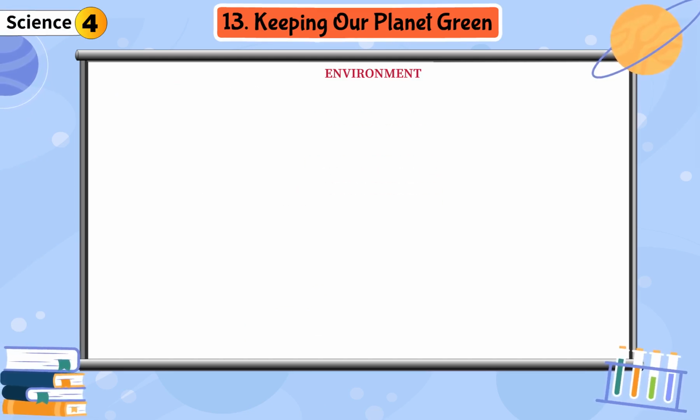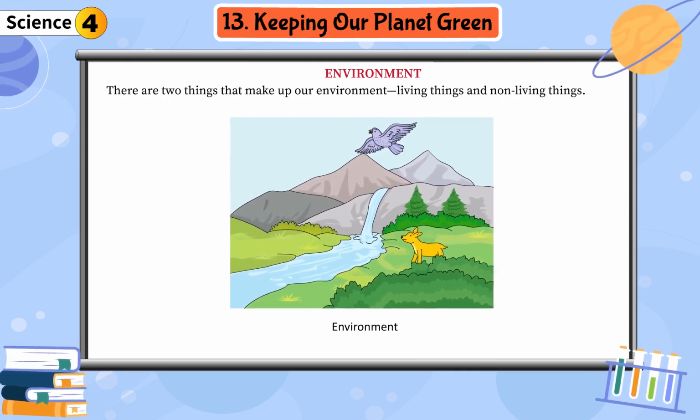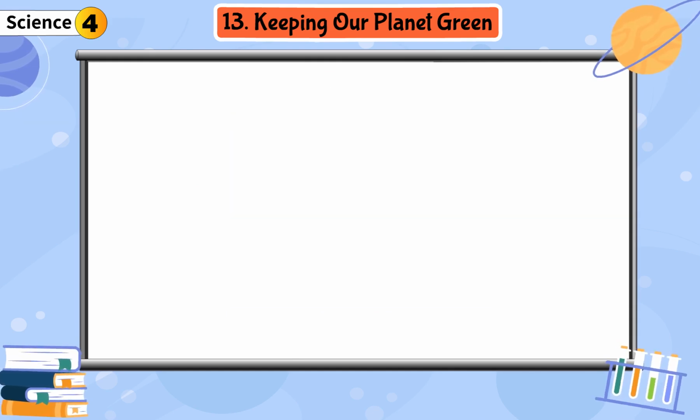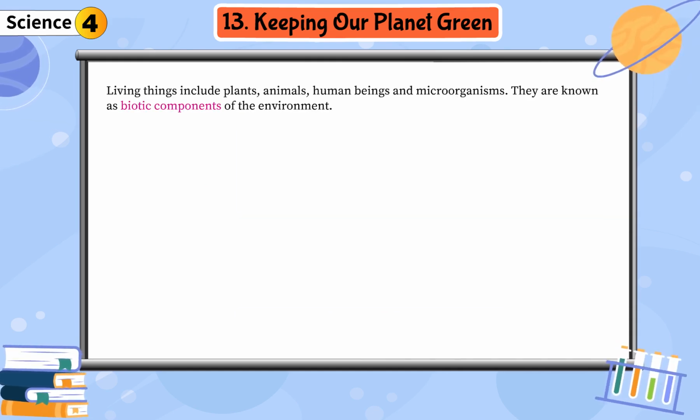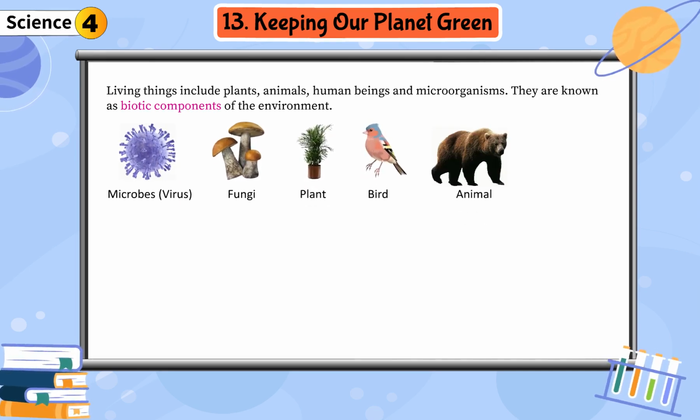Environment. There are two things that make up our environment, living things and non-living things. Living things include plants, animals, human beings and microorganisms. They are known as biotic components of the environment. Microbes, virus, fungi, plant, bird, animal, insect.